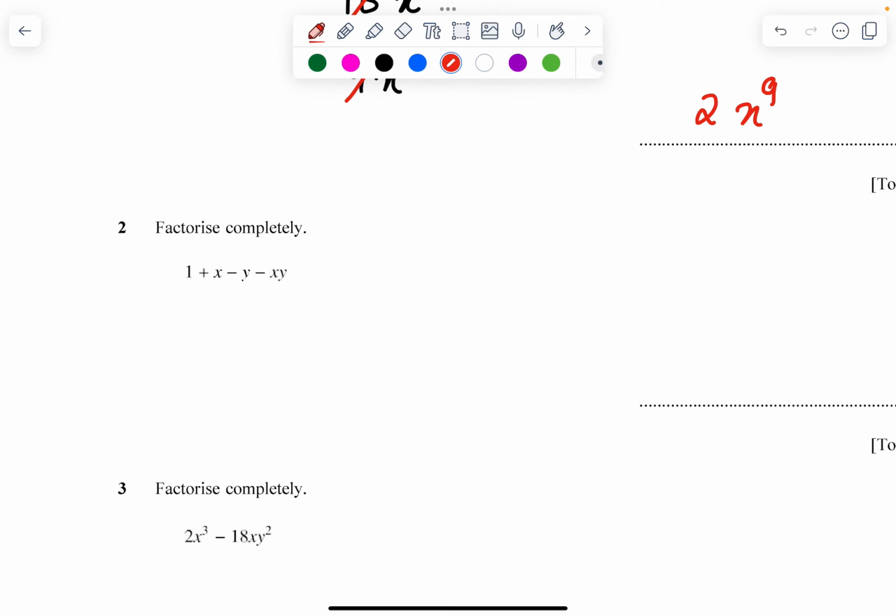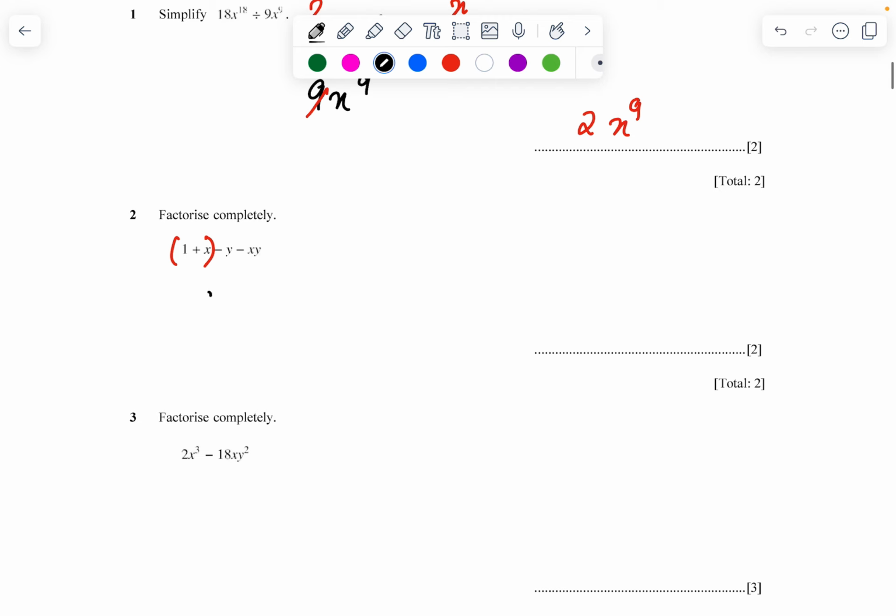Factorize completely. So for this, what should I be doing? I take 1 plus x as it is. Negative y common from the last two, so it becomes again 1 plus x. So again 1 plus x common, so it will be left over with 1 minus y.